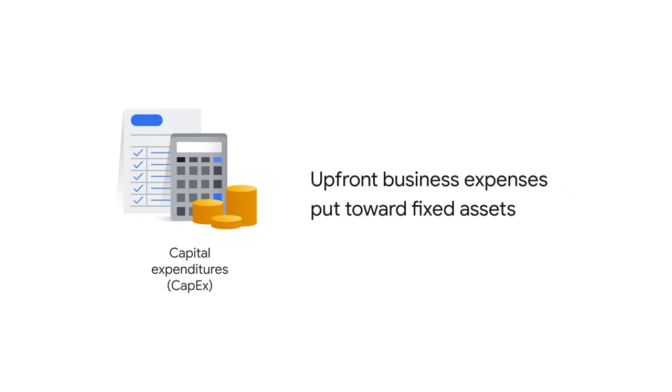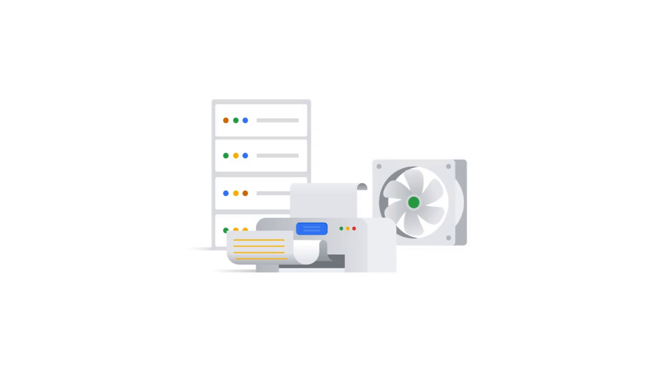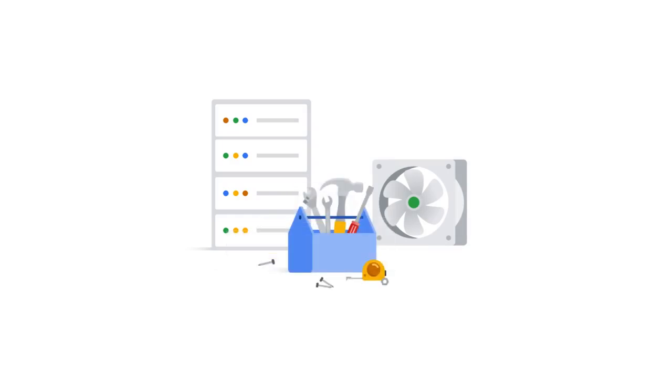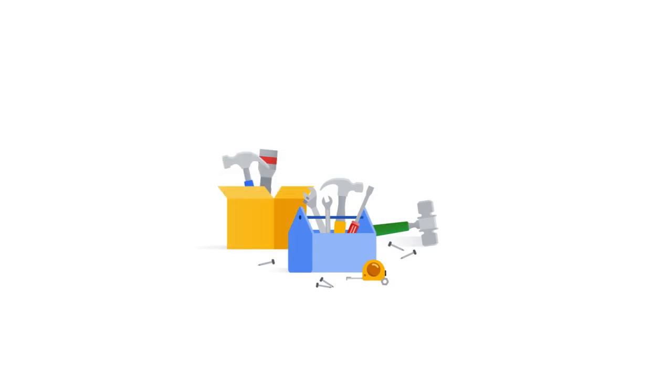Capital expenditures, or CapEx, are upfront business expenses put toward fixed assets. Organizations buy these items once, and they benefit their business for many years. For example, in IT, these expenditures might mean buying hardware like servers, printers, or cooling systems. Maintaining these assets is also considered CapEx because it extends their lifetime and usefulness.